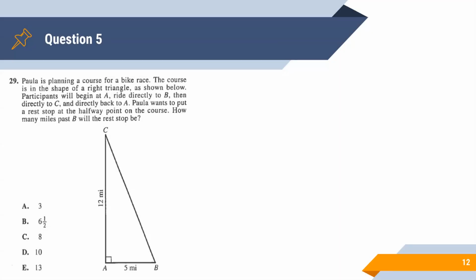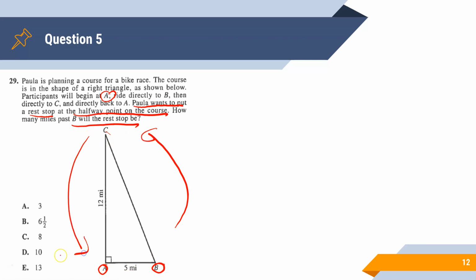Okay, now we're going to do this one together, and then I'll have you figure out the one after this. And this is drawn to scale. Question says that Paula wants to put a rest stop at the halfway point on the course. How many miles past B will the rest stop be? So the course, it looks like they start at A and then go to B, right? And then go to, so they're kind of going this way, going around the course. So we need to find out how far along the course she needs to go.